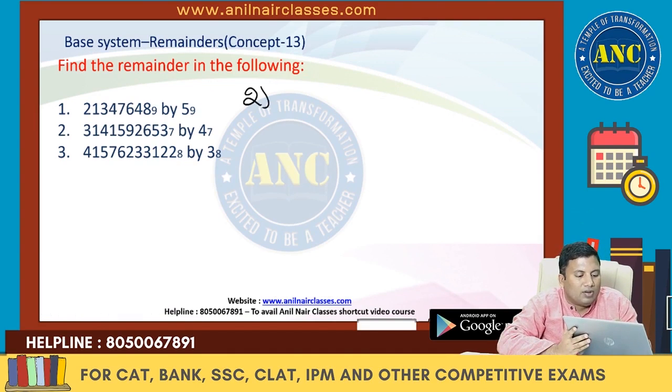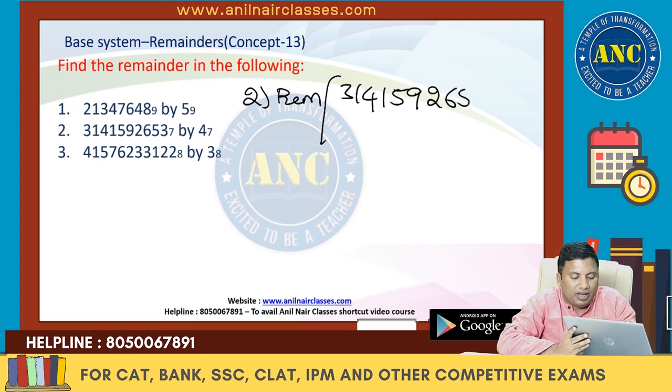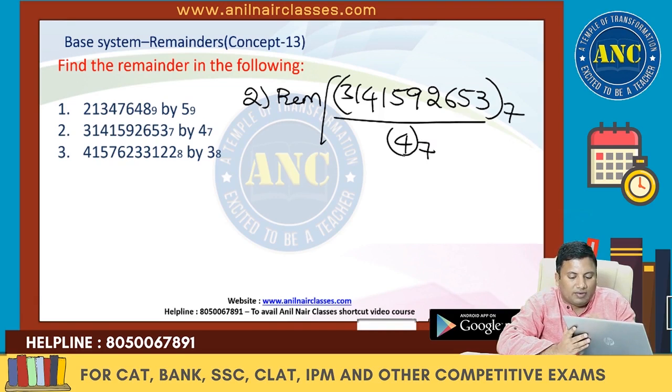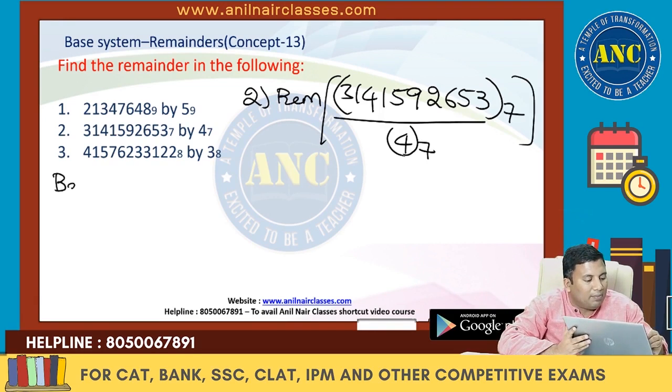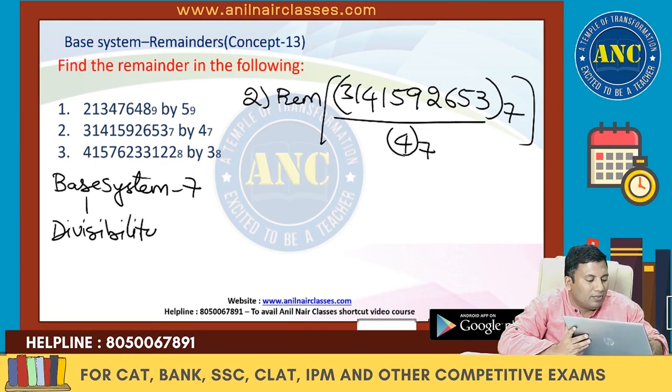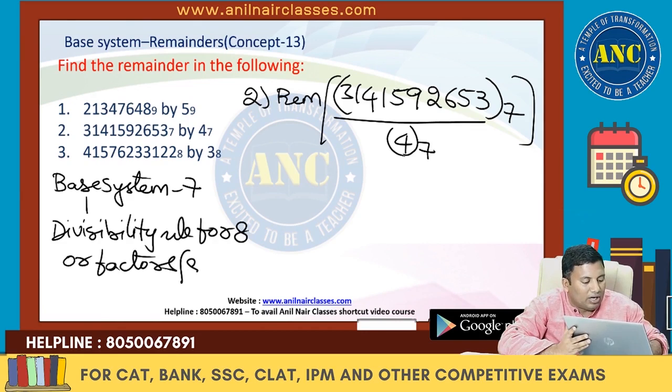Suppose second question. What is the question? Find the remainder of 3 1 4 1 5 9 2 6 5 3 in base system 7. It is divided by 4 in base system 7. Just now we discussed in a base system 7. In a base system 7, what is the divisibility rule for 7 plus 1? 8. Divisibility rule for 8 are factors of 8. What is the rule?